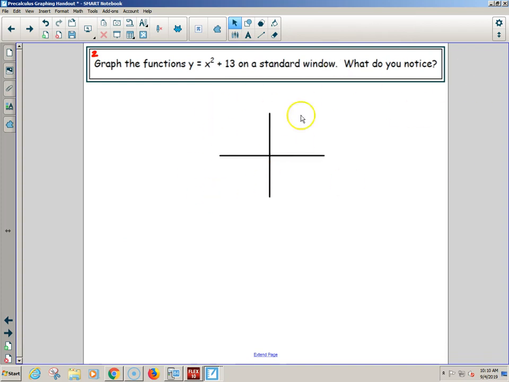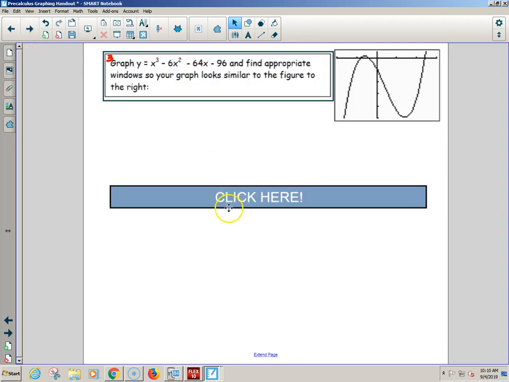There was nothing there, because zoom standard is a 10 by 10. You had to zoom out. So sometimes you're going to graph, and if the window's not appropriate, you won't even see anything unless you start playing with the zoom. That was the point on that one.